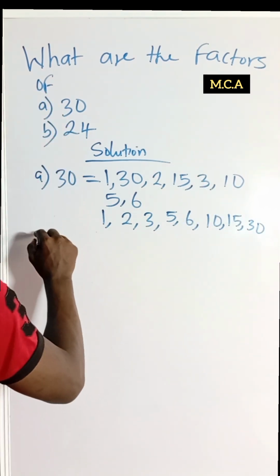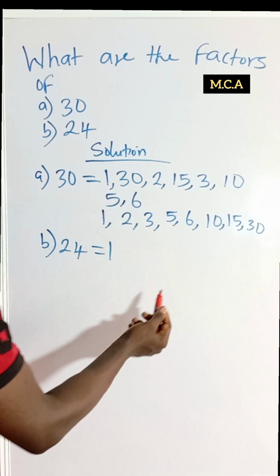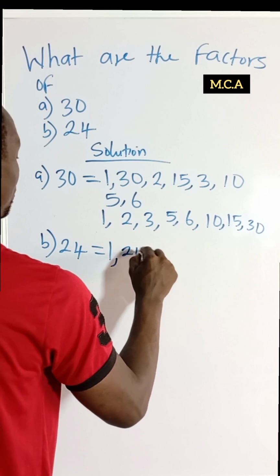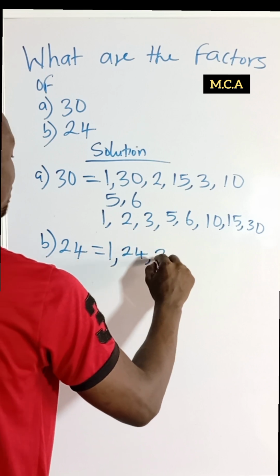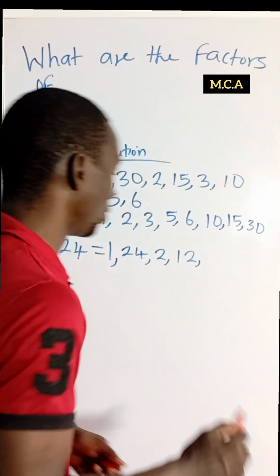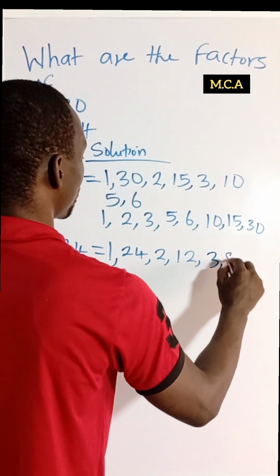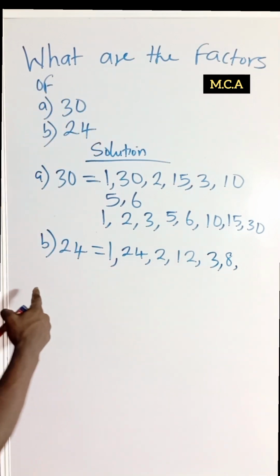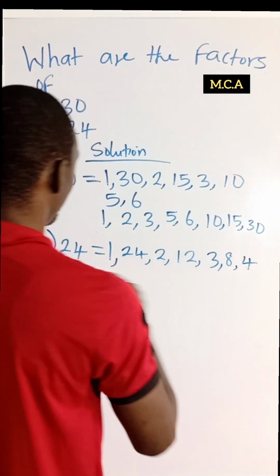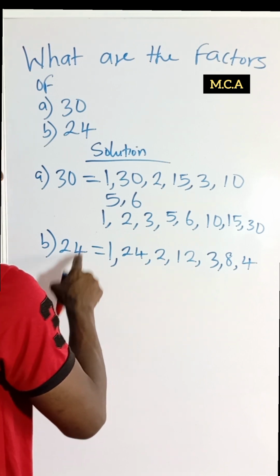So let's get the factors of 24. 1 is a factor of every number. So 24 divided by 1 is 24. 24 divided by 2 will give us 12. Can 3 go into 24? Yes. 24 divided by 3 will give us 8. So what is the next number? 4. 24 divided by 4 gives us 6.